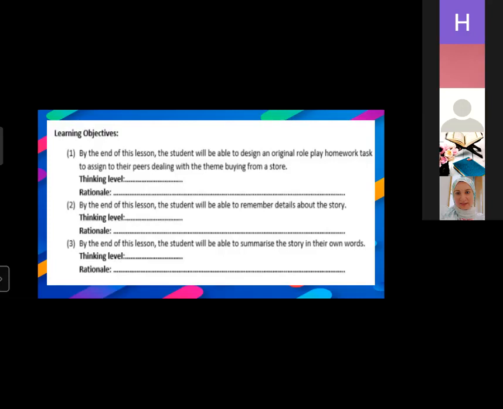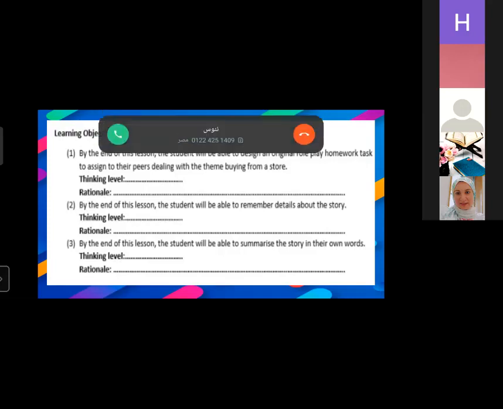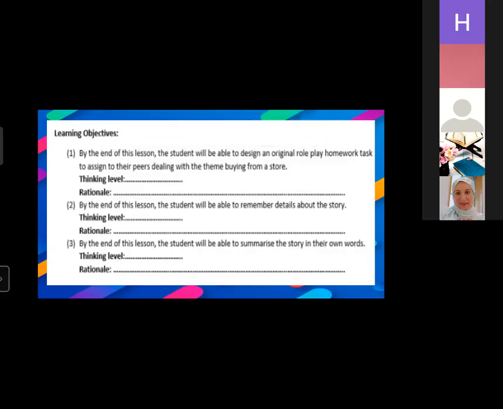Do you agree with Hanan or do you have another opinion? Yes, I agree with Hanan. And maybe it will be apply also. Maybe create and apply. That's right. Excellent. It is creating and applying. So it can be two levels of Bloom's taxonomy. It can be creating, to design an original role play. Here it's apply, but to assign to their peers dealing with the theme buying from a store, here comes creating.